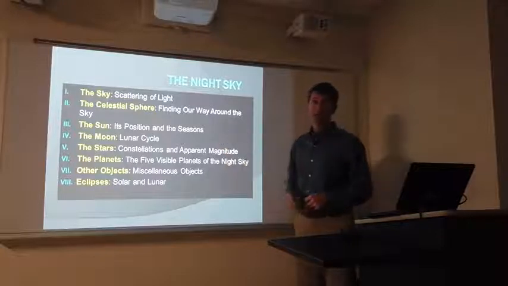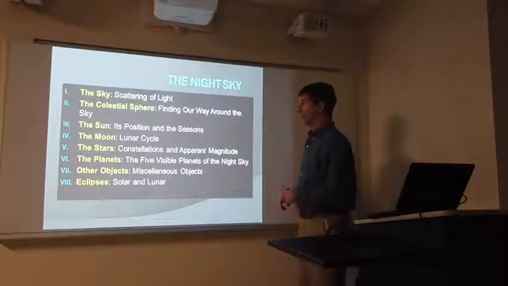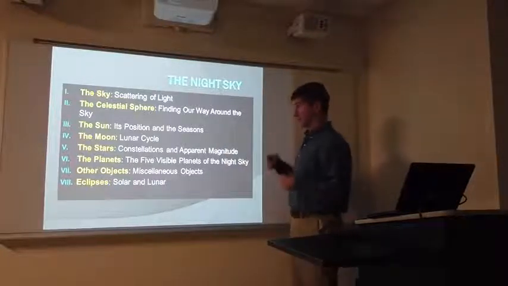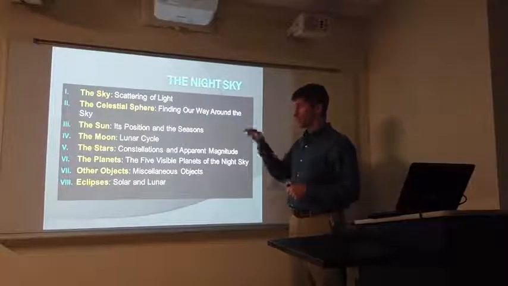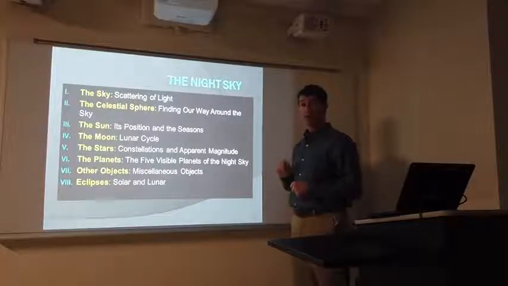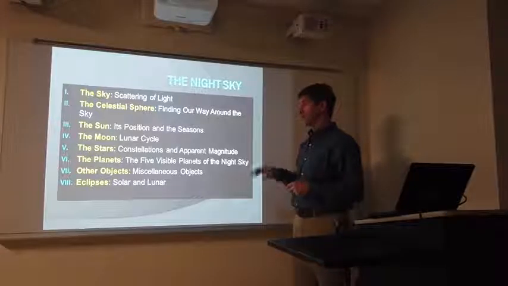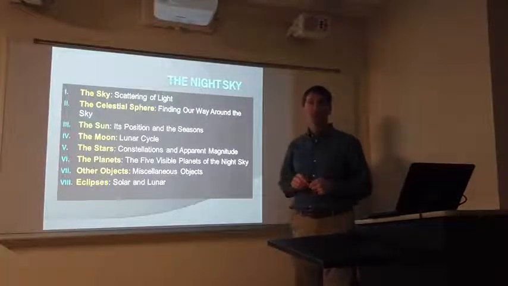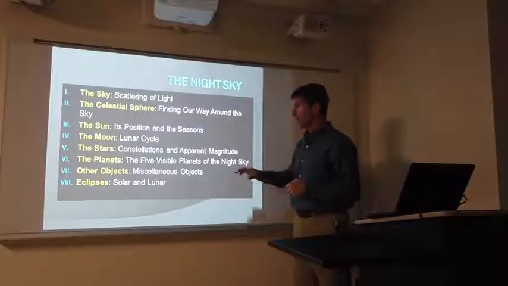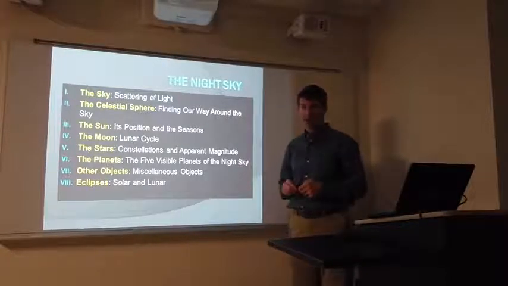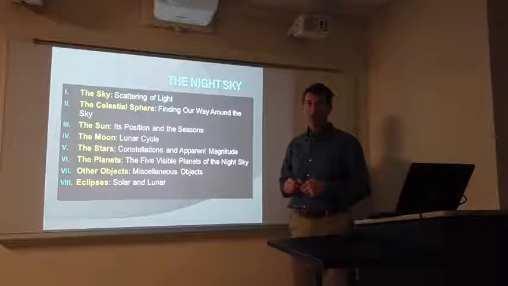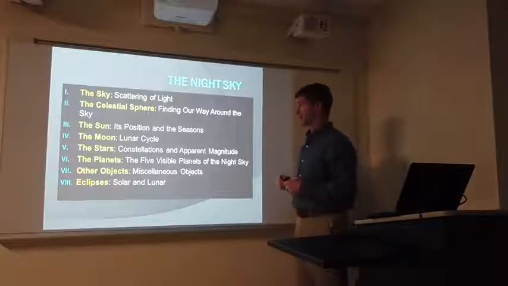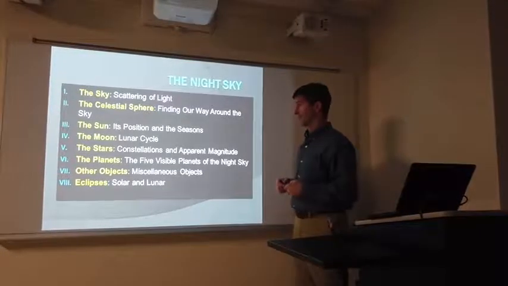The sun, its position in the sky, not so much the physics of the sun, but more how it appears to us. The moon, how it appears to us. Stars, how they appear to us. The planets, other objects, comets, asteroids. And then finally we'll talk about eclipses. Unfortunately, we don't have many opportunities in the near future for eclipses, but we'll talk a bit about that.